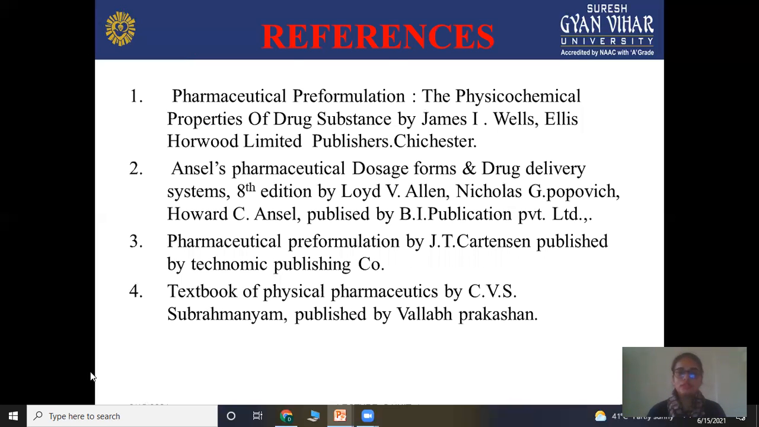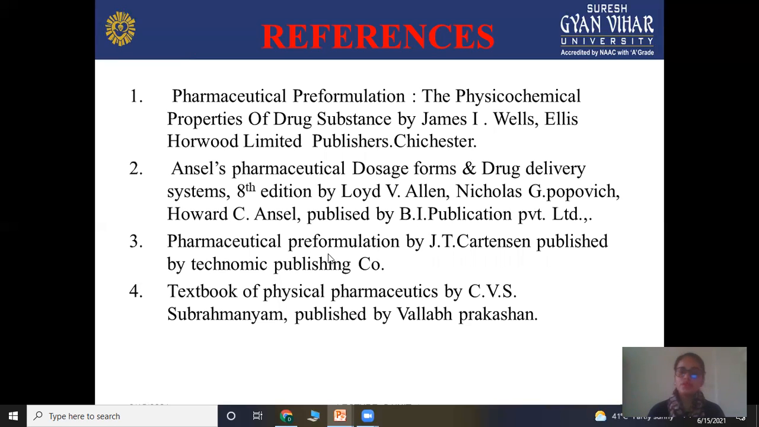After this outcome, there is a reference part. In the references, the first book is Pharmaceutical Preformulation: The Physicochemical Properties of Drug Substances by James I. Wells, published by Ellis Horwood Limited, Chichester. And the second is Ansel's Pharmaceutical Dosage Forms and Drug Delivery Systems, 8th edition, by Loyd V. Allen, Nicholas G. Popovich, and Howard C. Ansel, published by BI Publications Pvt Limited.